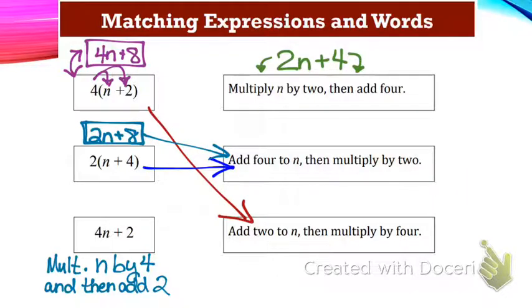Equivalent expressions look different, but mean the same, so like the 4, and then inside parentheses, n plus 2. Two equations can go with the same word. Two sets of words can go with the equation.